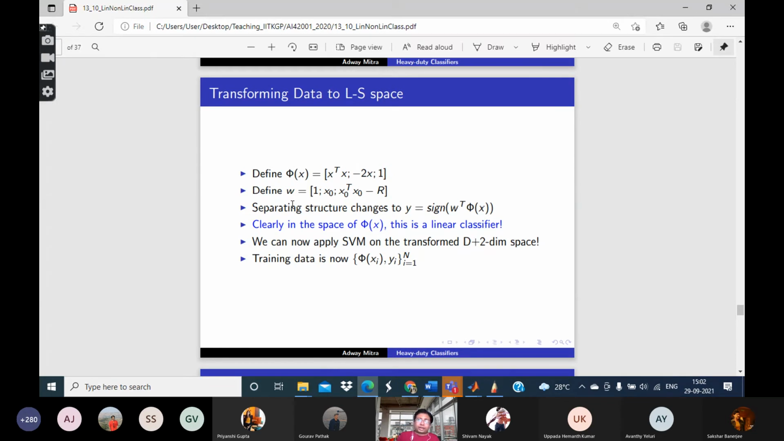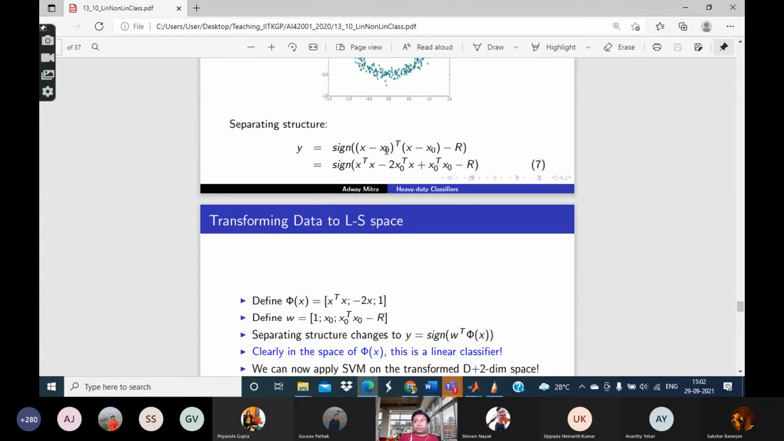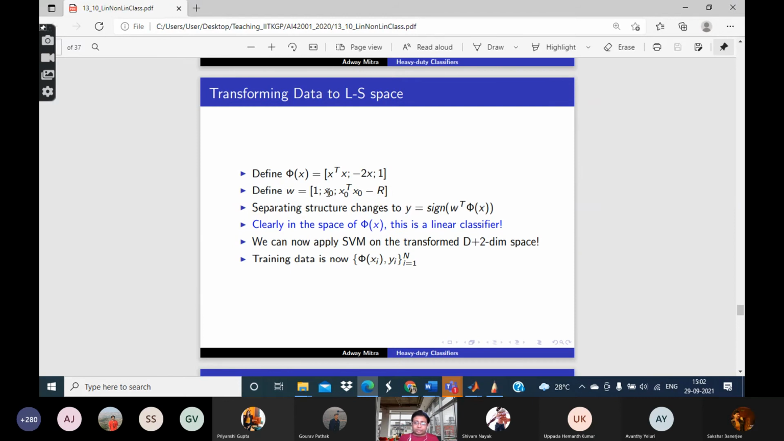Now also define as w this particular vector. Again this is going to be a d plus 2 dimensional vector. The first one is 1, which is a constant, a scalar. Next is x naught. X naught is the origin, which is a point in the feature space, so x naught also has dimension d. And then this is clearly a scalar from which I subtract r, which is also a scalar, so this is one dimensional. So in total, 1 plus d plus 1 equal to d plus 2. So w is d plus 2, phi x is also d plus 2. So I can take the dot product.